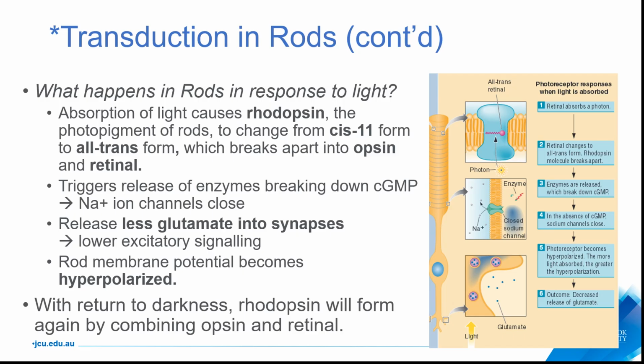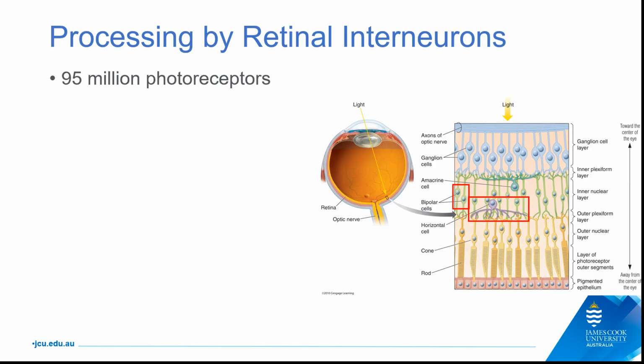The last bullet point is something very interesting. However, if we go back to a dark room, our rhodopsin will form again through a series of enzymatic reactions, by merging opsin and retinol together. Just take note of that. Okay, so let's carry on.